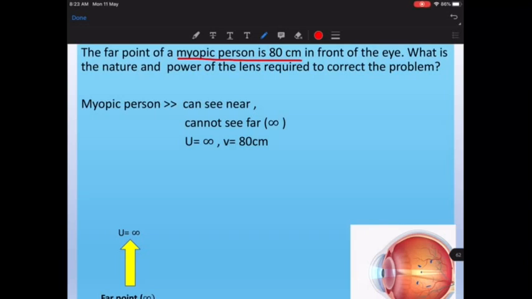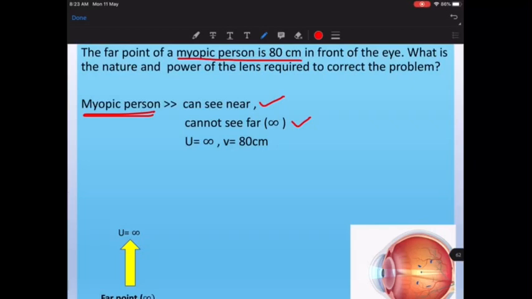What is given to us is a myopic person. What is myopia? It is nearsightedness. Write it down very clearly, then only you will be able to understand. Nearsightedness means he can see near, but he cannot see far. He wants to see at infinite distance, but he cannot see at infinity.